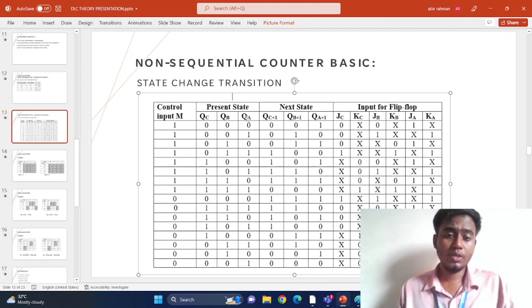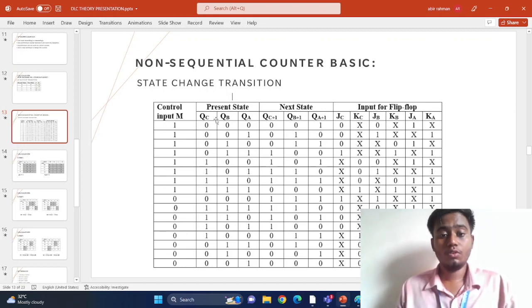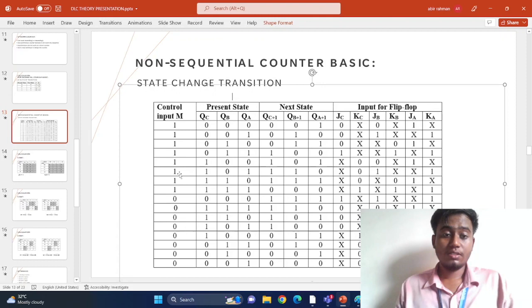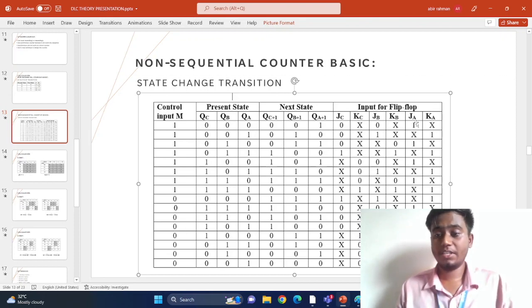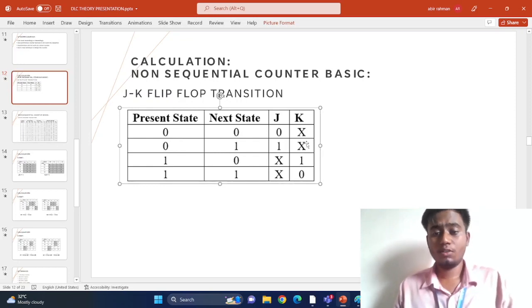So let's take 2 examples from here, and we also know what the control input M is. When we put 1 on this M input, it goes 0 up. When we put M as 0, it goes down, that means 7 to 0. So let's do 2 examples from here. Let's see from the first row what is happening. This is our LSB QA. So from 0 to 1, we want to go 0 to 1. What will happen? Here JA is 1 and K is don't care, because we already know from our table that when the present state is 0, the next state is 1, J should be 1 and K can be 0 or 1 both.